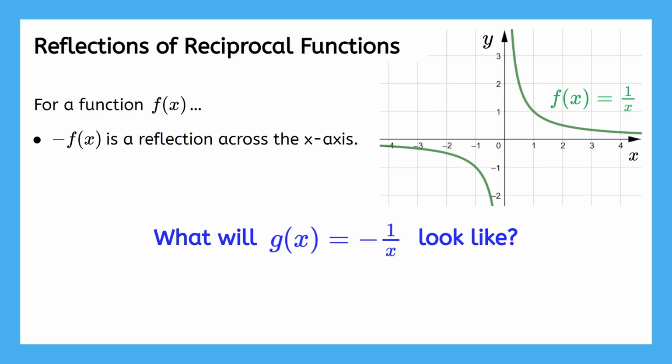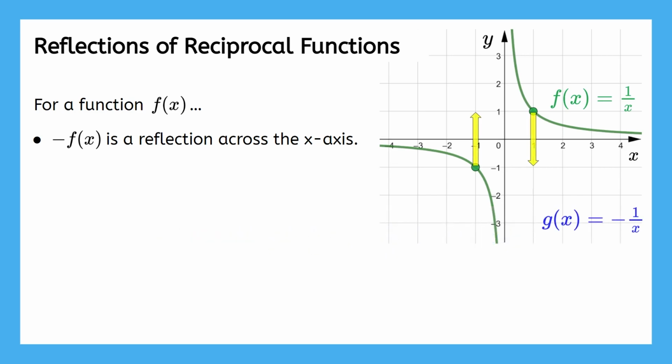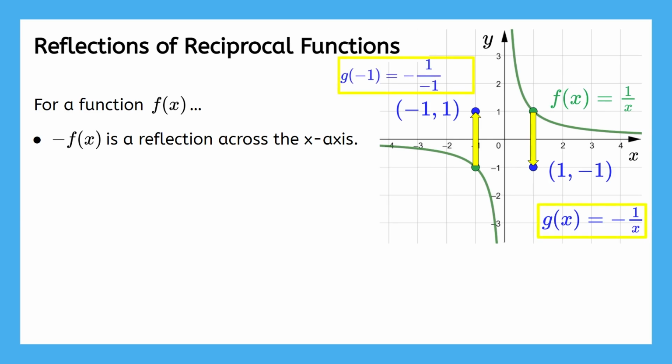Let's look at some specific points again. Reflecting the point 1, 1 across the x-axis would give us 1, negative 1. And reflecting negative 1, negative 1 would give us negative 1, 1. We can verify that these reflected points are in the right places within the equation of our reflected function, negative 1 over x. For example, plugging in negative 1 gives us negative 1 over negative 1. Since there are two negatives, this would come out to be positive 1. So the point negative 1, positive 1 is indeed on the new graph.